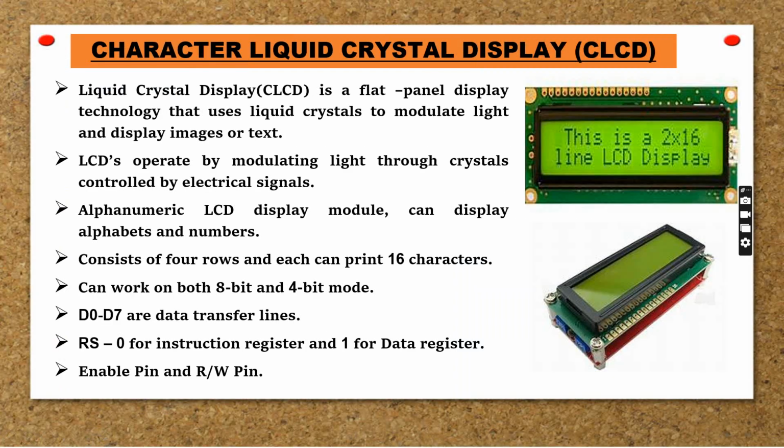And the second peripheral is the character liquid crystal display. It is a flat panel display technology that uses liquid crystals to modulate light and display images or text. LCDs operate by modulating light through crystals and are controlled by electrical signals.